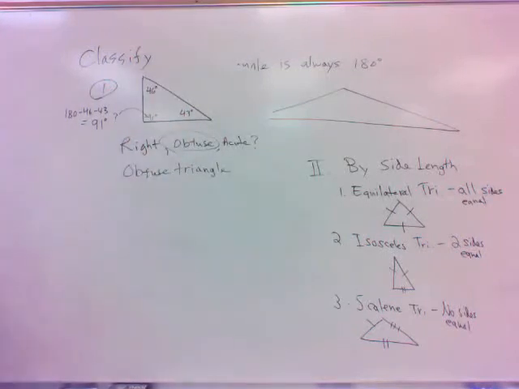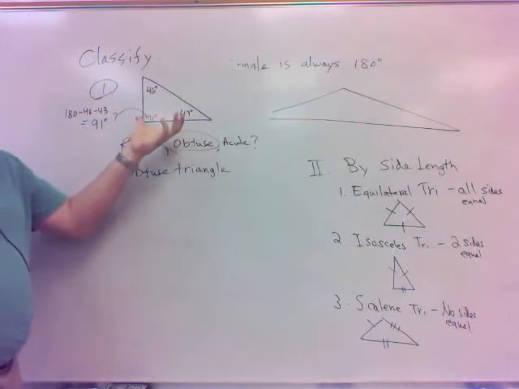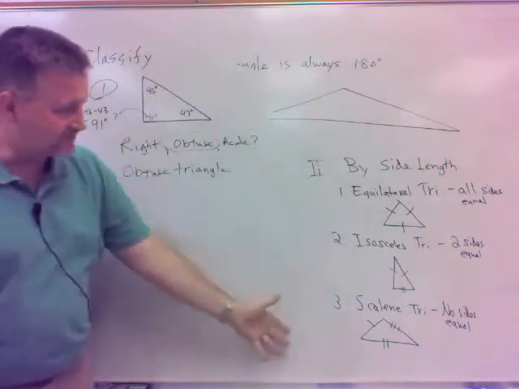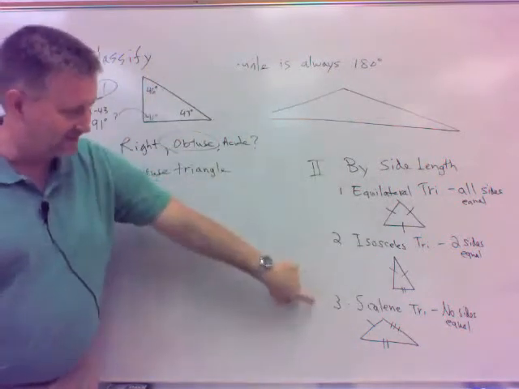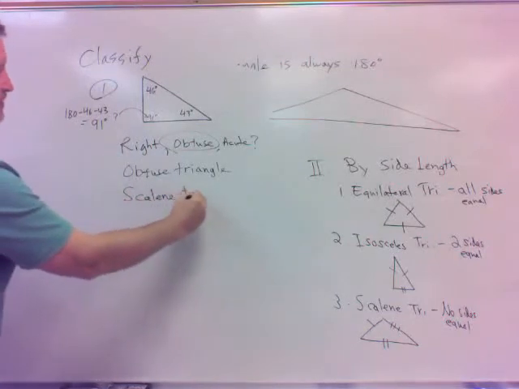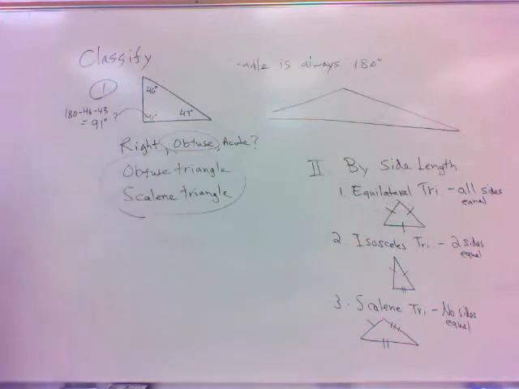Are any of these sides the same? No. None of the sides are the same because they all have different angles opposite them. So which one of these three is it? Scalene. So it's an obtuse scalene triangle. Okay? Number 2.